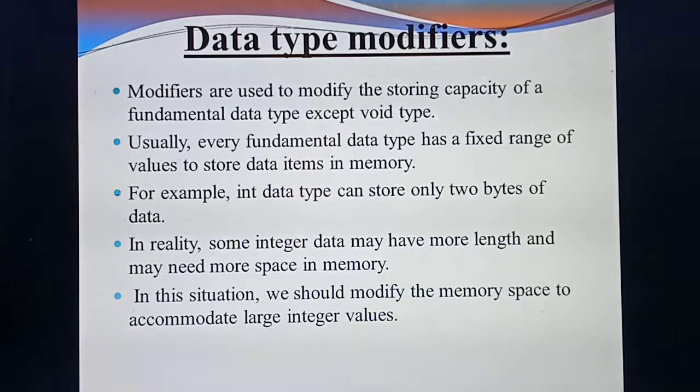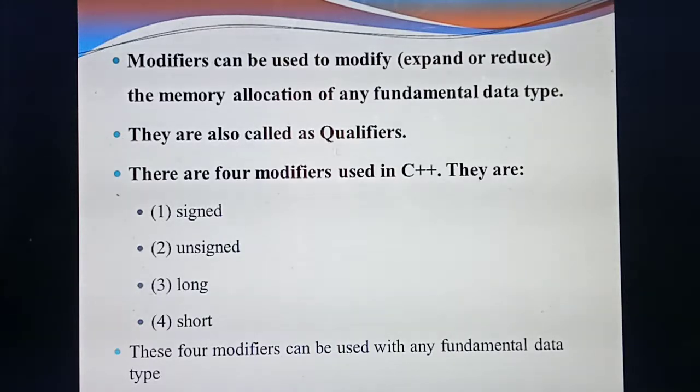So we are using modifiers. Understand what's the use of modifiers? They are normally used to modify the storage capacity of the data types. Each and every data type has some fixed range of values, as you have already studied. But in some situations, if you need to store values beyond the fixed range, you need to extend or modify the memory space. At that time you should use which one? Modifiers. Understood what's the use of modifiers? Yes, so this is the definition of modifiers.